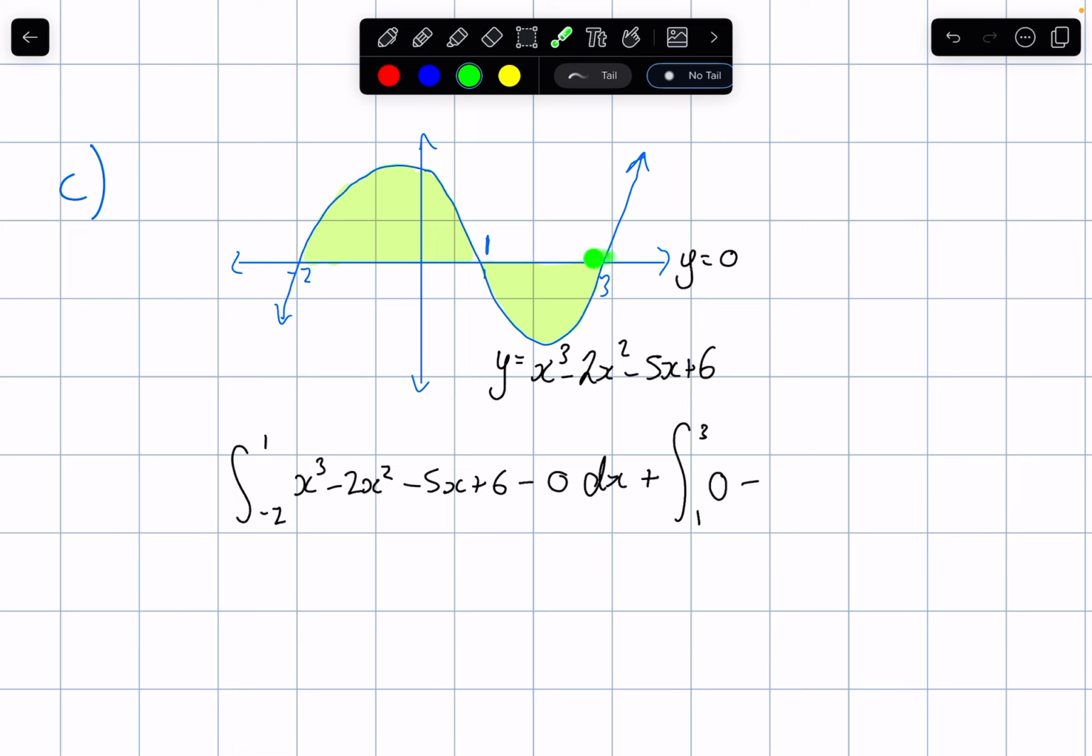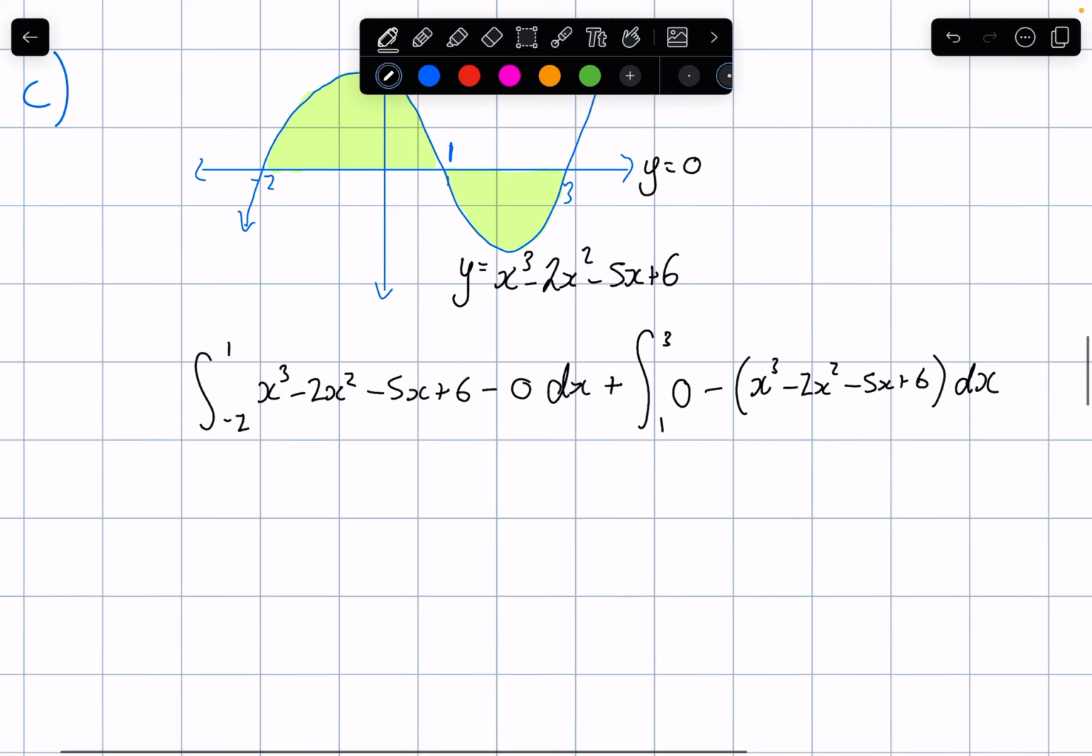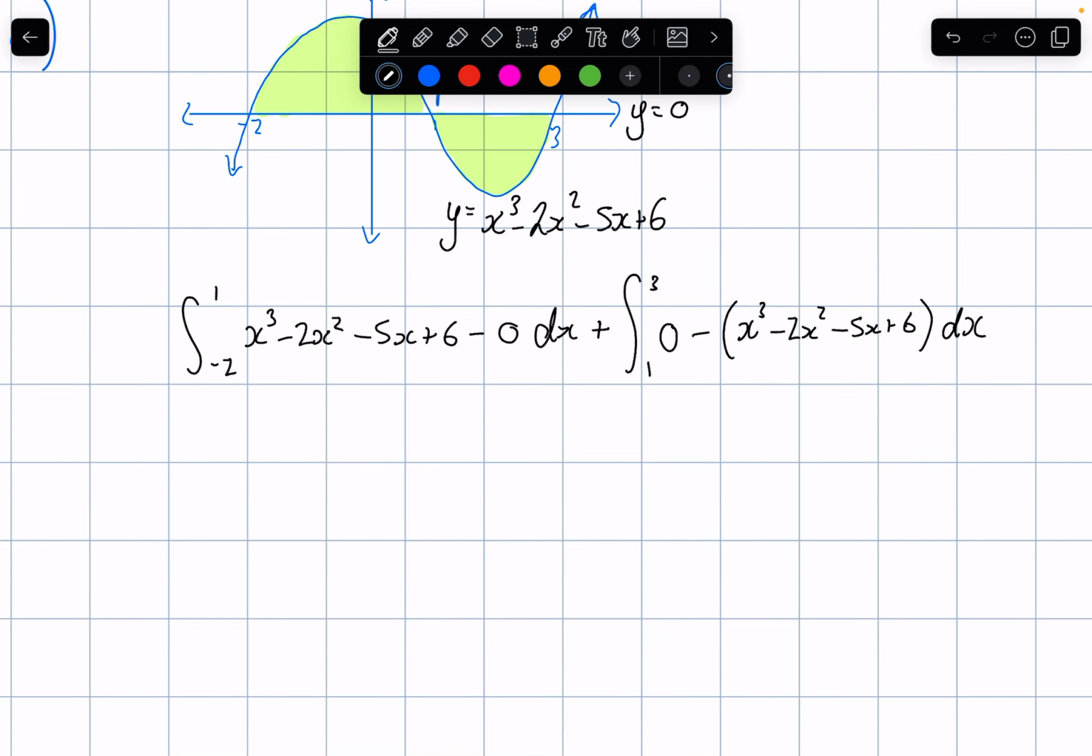Because 0 is now my upper function, it's that minus my cubic. So minus, in brackets, x cubed minus 2x squared minus 5x plus 6 dx. All right, now this one we're going to do by hand. So it's going to be a little bit of a process, but it is good to see how they do end up working.